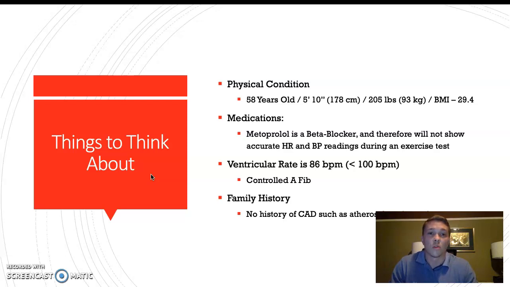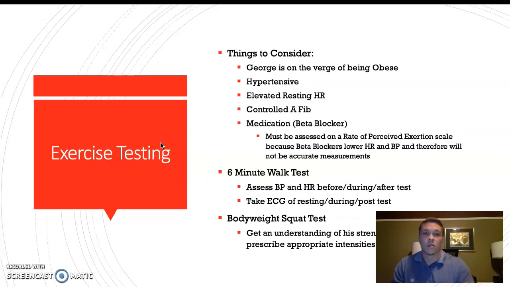Aspirin itself won't affect blood pressure or heart rate as much, so that's not something to worry about as much in making the exercise prescription. His ventricular rate is 86 beats per minute, which is less than 100. Therefore, it's controlled AFib, so we can proceed. And then he has no family history of coronary artery disease, and therefore that is a good sign for him. Some other things to consider, like I said before, George is nearly obese. He's very hypertensive. He has an elevated resting heart rate. He has controlled AFib, as we said before, and he's on the beta blocker.